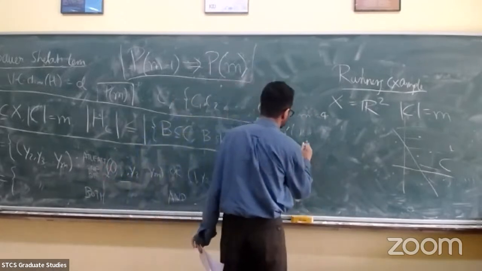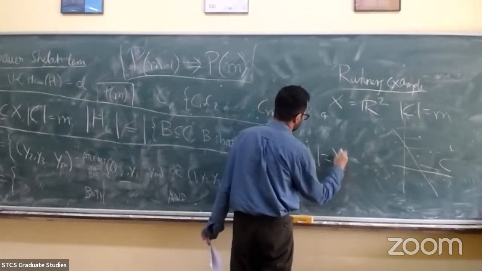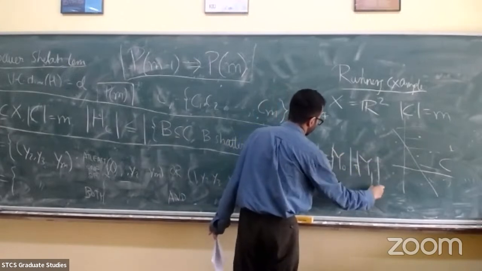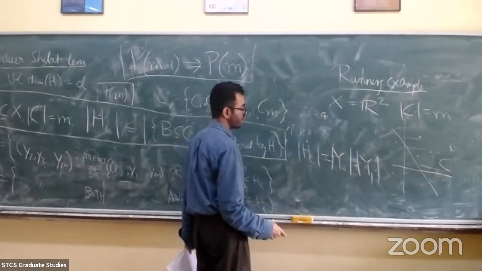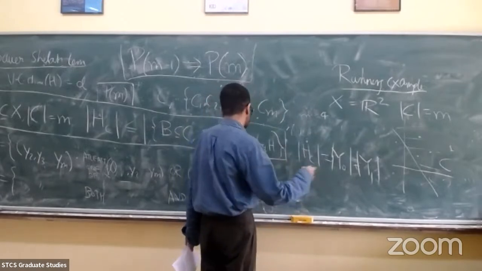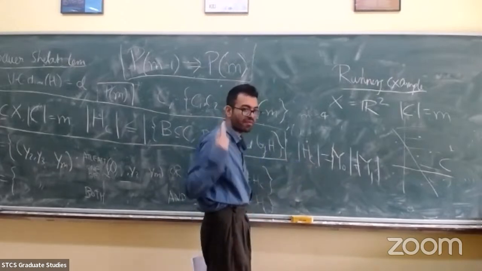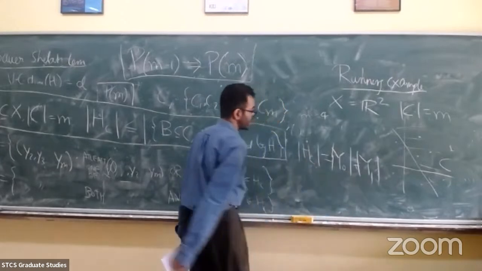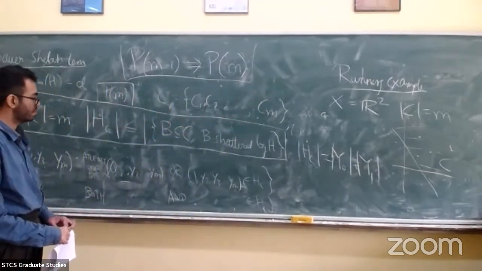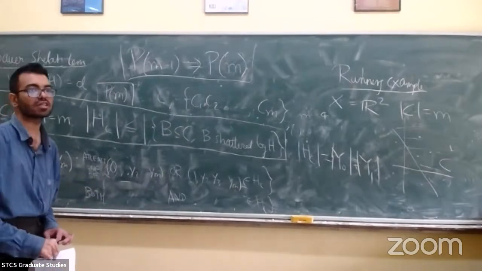I claim that HC is exactly Y0 plus Y1. Remember, I want to count the number of hypotheses, here the number of label vectors in HC. That number of label vectors is exactly Y0 plus Y1. Can someone see why? Kind of trivial, follows from here, but can someone tell me why?